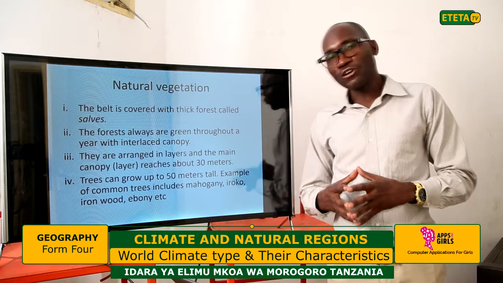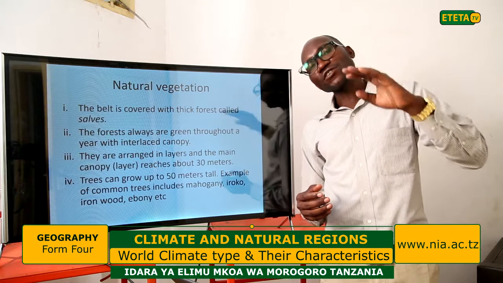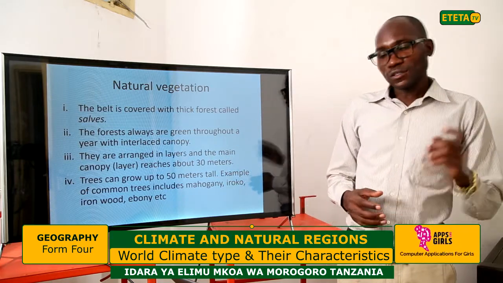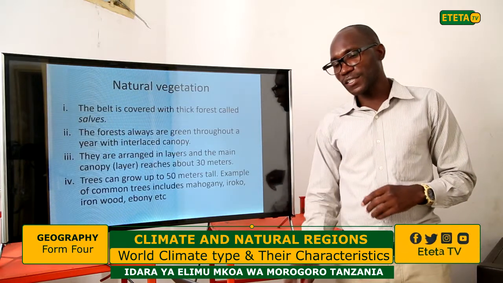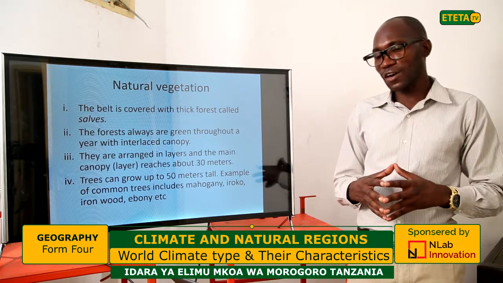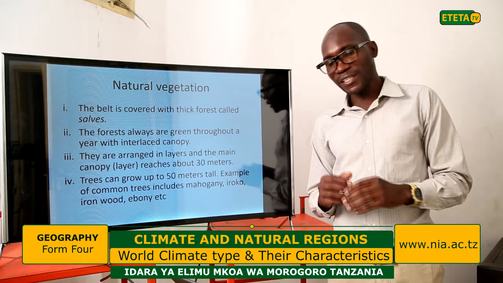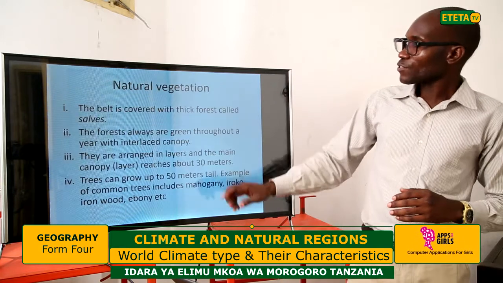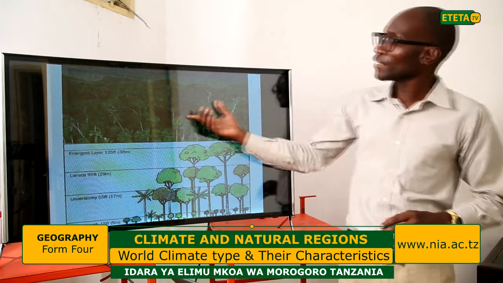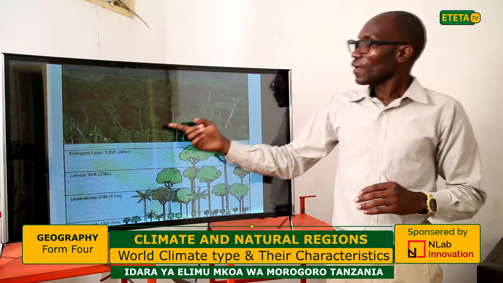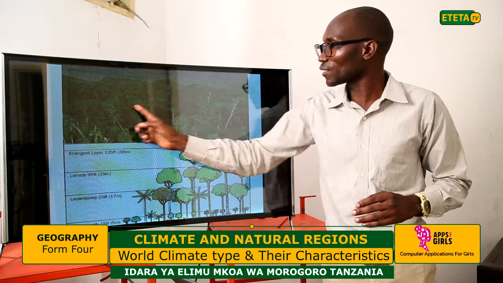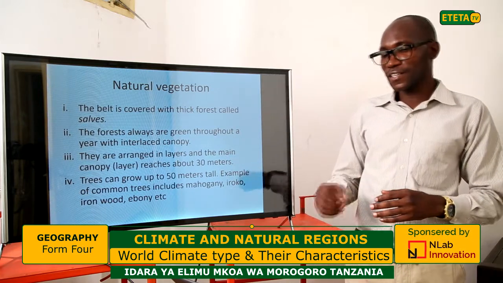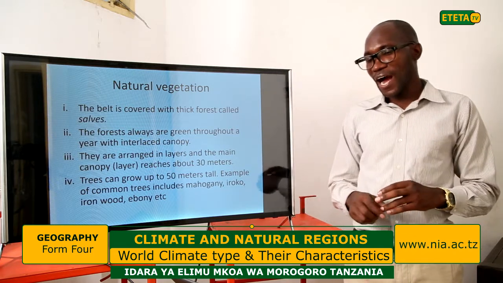Let us go to natural vegetation. As we have seen, a natural region should have the same climatic condition, vegetation and human activities. So in the equatorial climate natural region, the belt is covered with thick forest called the selva. The forest is evergreen throughout the year. This part is very evergreen throughout the year, and the forest is very thick. That's why we say the forest is very thick, called the selva. And the forest is always green throughout the year. The trees are arranged in layers.